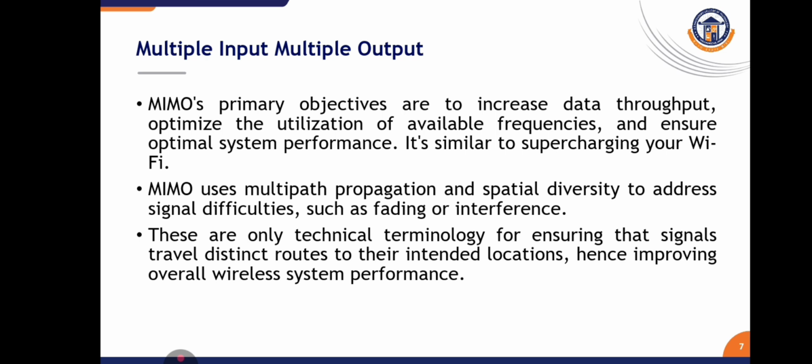The primary objectives are to increase the throughput, optimize the utilization, and ensure optimal system performance. It's similar to supercharging your Wi-Fi. MIMO uses multipath propagation and spatial diversity to address signal difficulties such as fading and interference. These technologies ensure that signals travel distinct routes to their intended location. So it's improving overall wireless system performance.